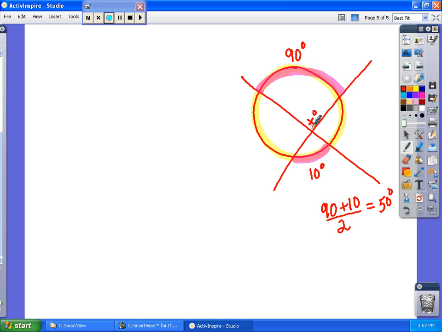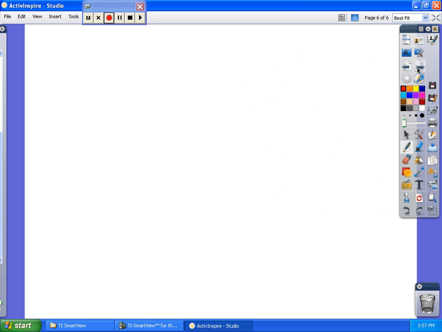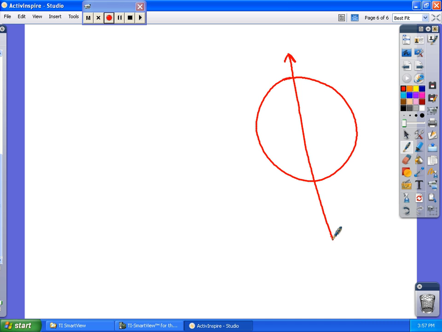Again, when the secants intersect in the middle of the circle, x is going to be the average of these two. So the only other option that you can have is when you have intersections outside the circle. So if I drew my circle, and I had my two secants that intersect outside the circle, and I wanted to know what x was.